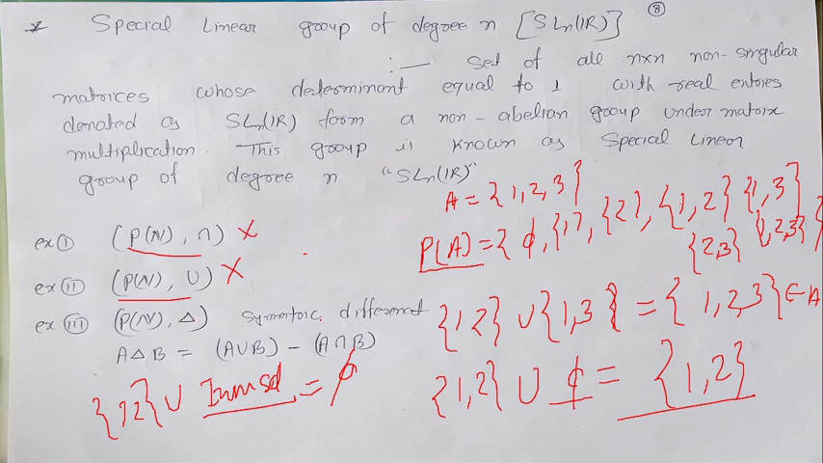Symmetric difference always forms a group. You can take multiple examples and solve them; then this also forms a symmetric group, it forms a group, as well as an abelian group.